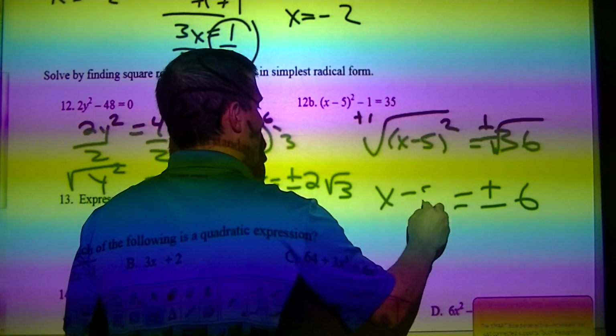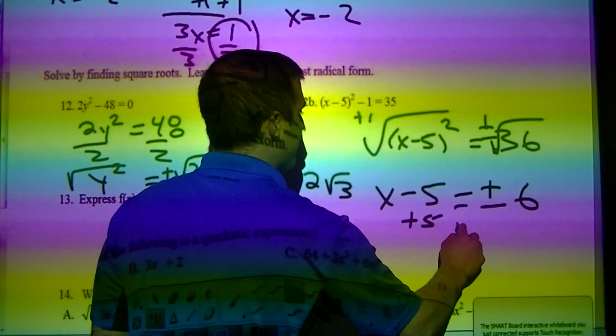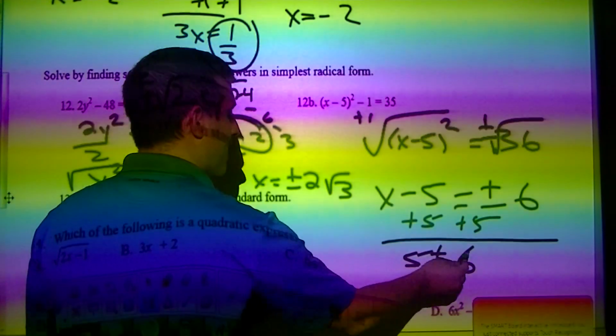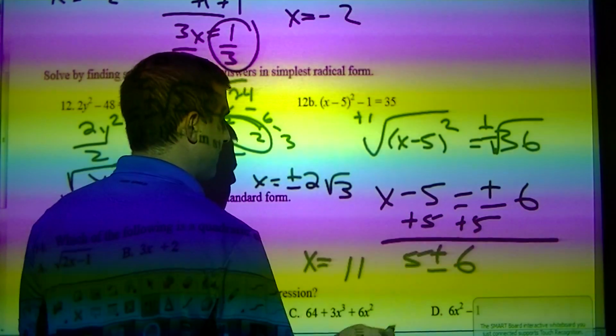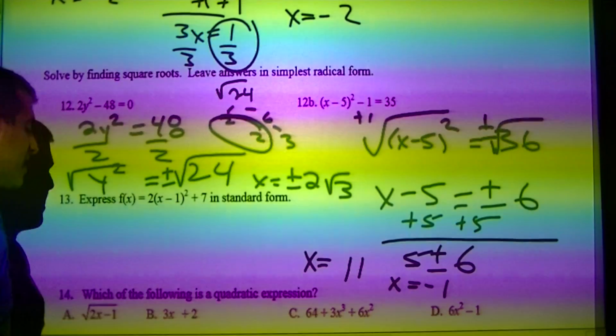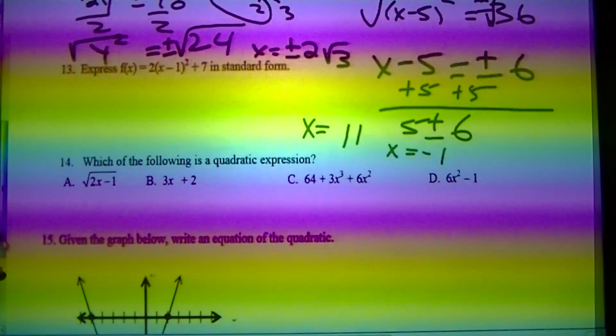I got x minus 5, so what I'm going to want to do is add 5 to that side. That's going to be 5 plus and minus 6. So 5 plus 6 is 11, x equals 11. 5 minus 6 is x equals negative 1. So you're going to want to add and subtract there. So, 2 answers.